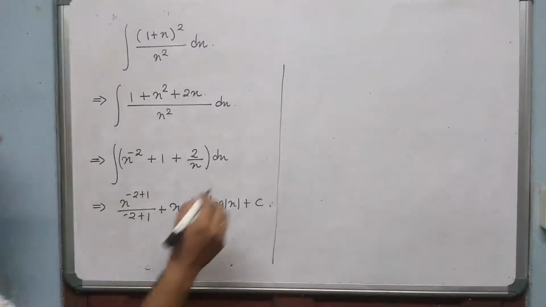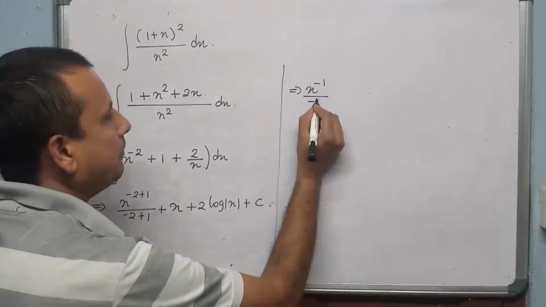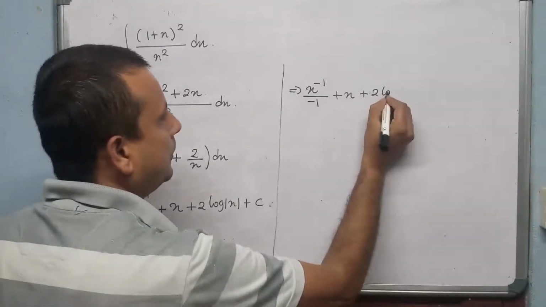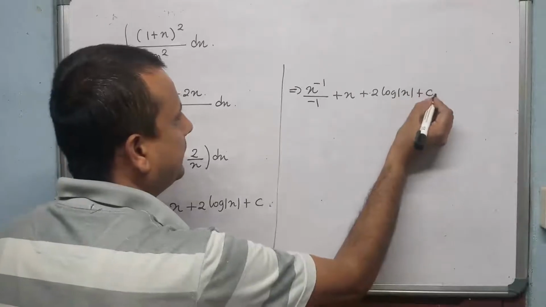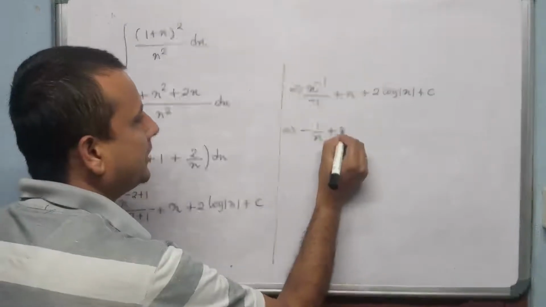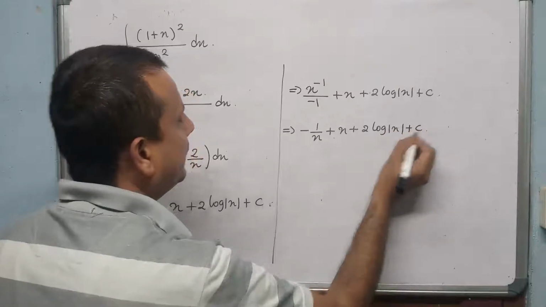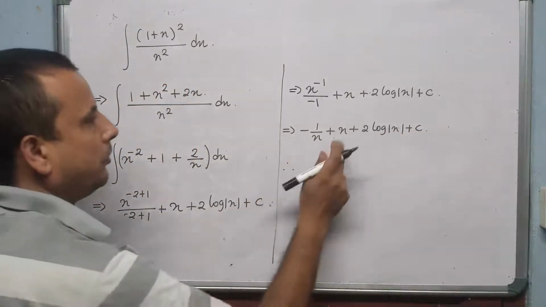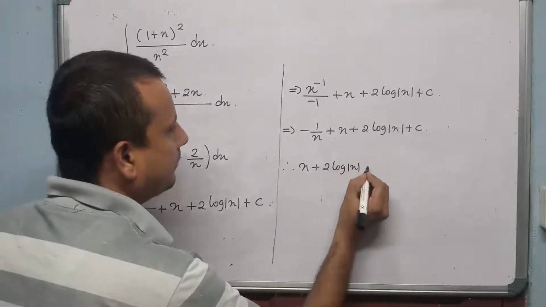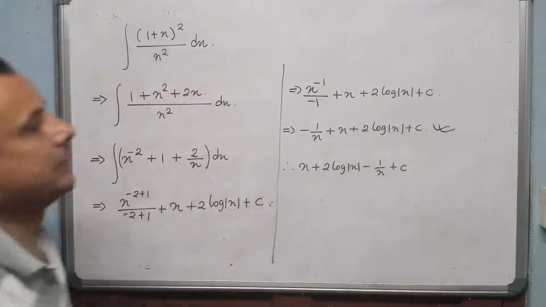Now, after simplification, x to the power minus 1 over minus 1 plus x plus 2 log of mod x plus c. Now we can write this as minus 1 by x plus 2 log of mod x plus c. Therefore, I'll write the positive quantities first: x plus 2 log of mod x minus 1 by x plus c. If you leave your answer like this, you will get full marks.